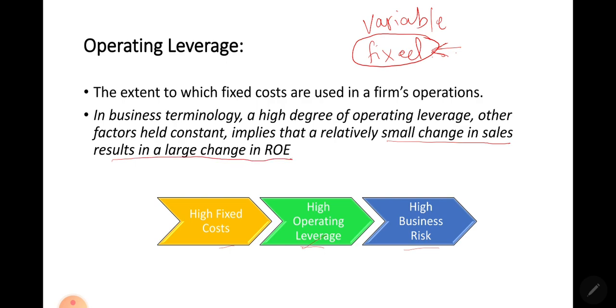Now, why is this bad? Why is this risky? This is risky because this might mean that a 1% decline in sales can cause a 20% decline in your return on equity. You can see such a big difference, a magnitude of difference, because maybe this business has a high proportion of fixed costs. That's why high operating leverage means high business risk, and a low operating leverage would mean low business risk.